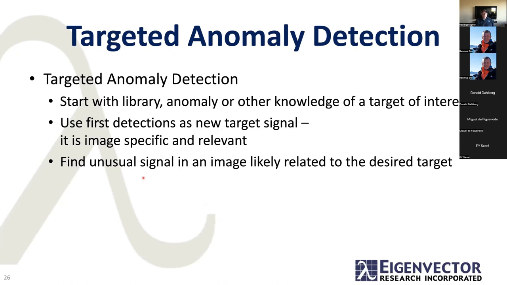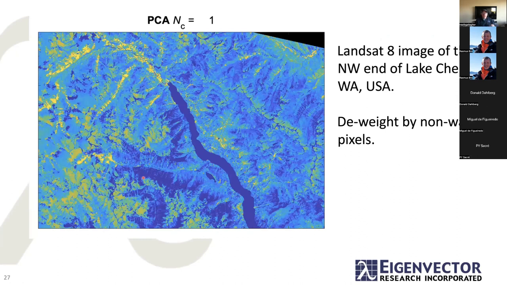So let's go take a look at an example. This is a Landsat image. There's only 8 wavelengths or 8 bands in this image. This is Lake Chelan. This is the northwest end. I'm sitting presently on the south end of this lake. It's 55 miles long, and you can see that there's an apparent river here, and all this bright yellow stuff corresponds to mountains and clouds and that kind of stuff.